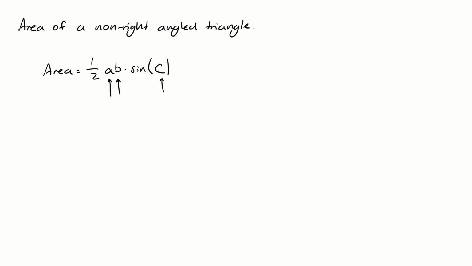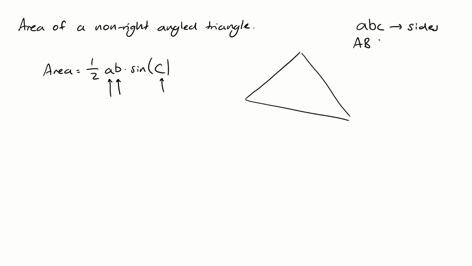So when we have a non-right angled triangle, maybe it's this triangle here, our lowercase a, b, and c are referring to our sides. And our uppercase A, B, and C are referring to our angles. So for example, let's label our sides first. Our sides can be in any order. We'll say this one's A, this one's B, and this one's C.